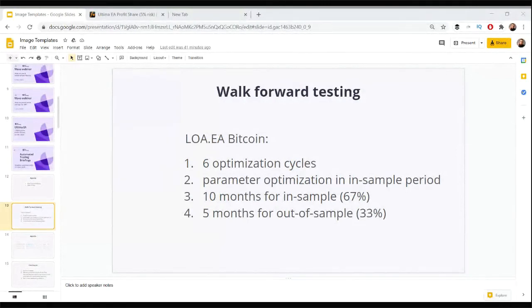Of course, before you trade with live money, you want to make sure that it's worth it, right? That you're not putting your money at risk for something that is questionable, might not be worth it. So LOA.EA Bitcoin passed all of those tests and checks, green light. It's looking good so far, and now we're trading it live.